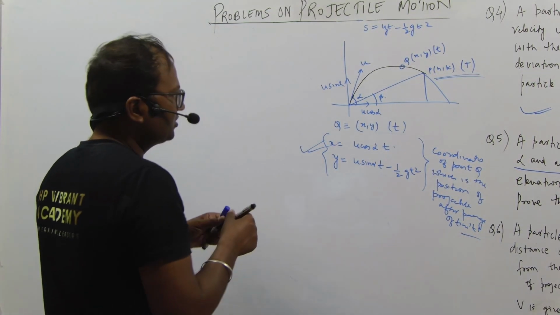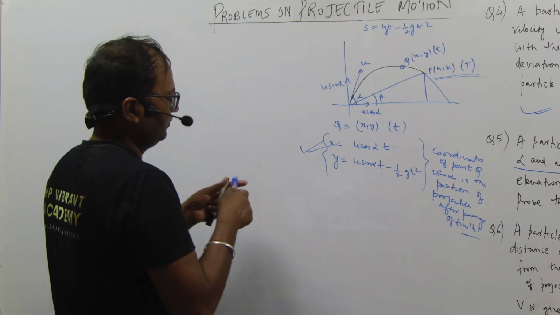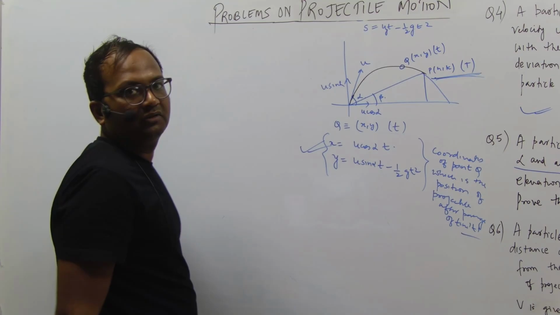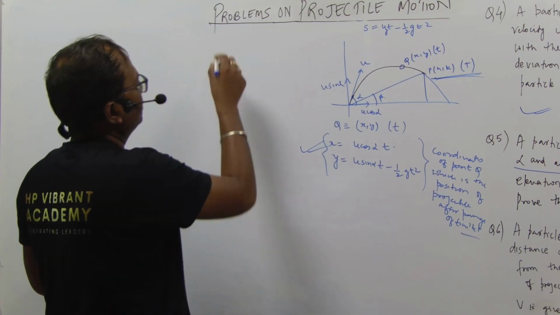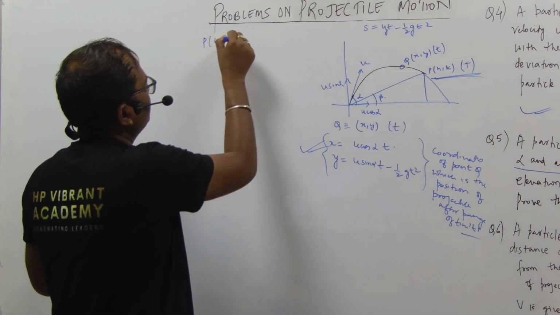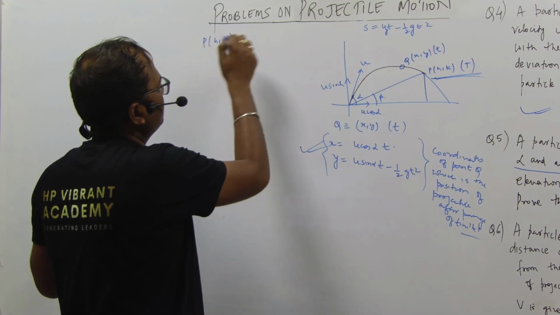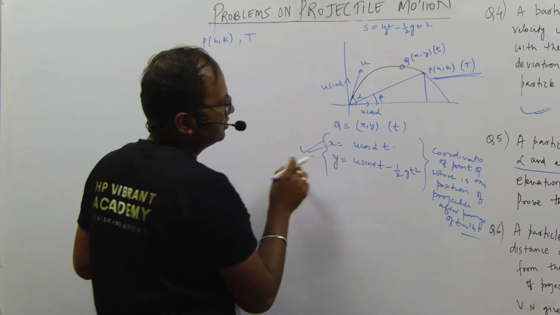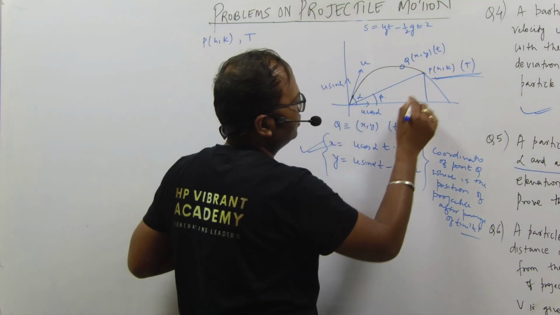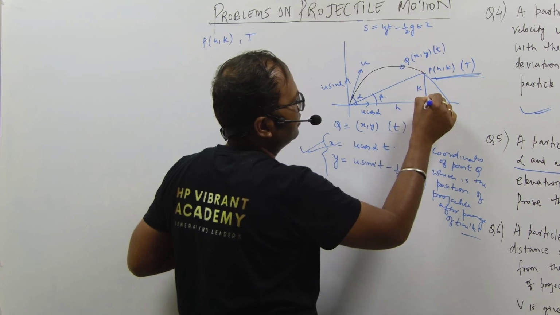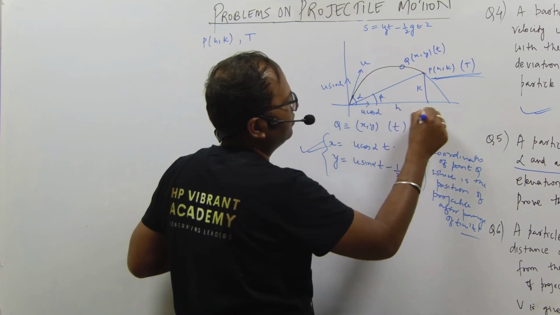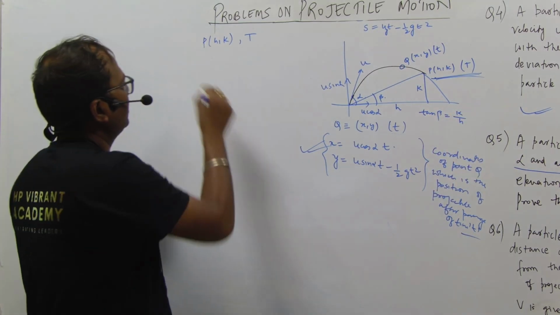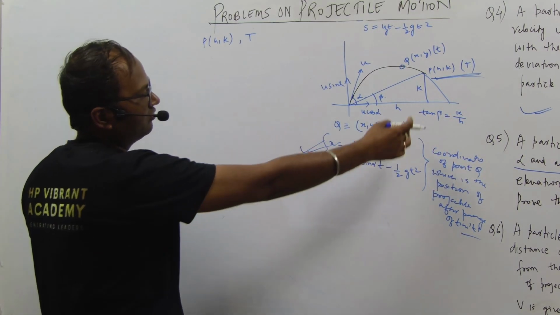Let us write down the values of h and k. We have point P, with coordinates h and k. This position is the position of the projectile after passage of time capital T. So this distance will be h and this height will be k. So we have tan beta is equal to k upon h.